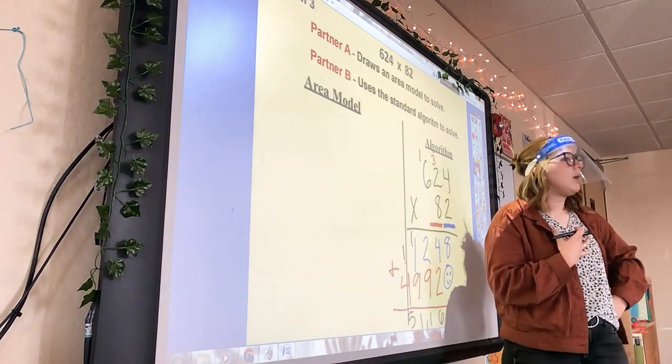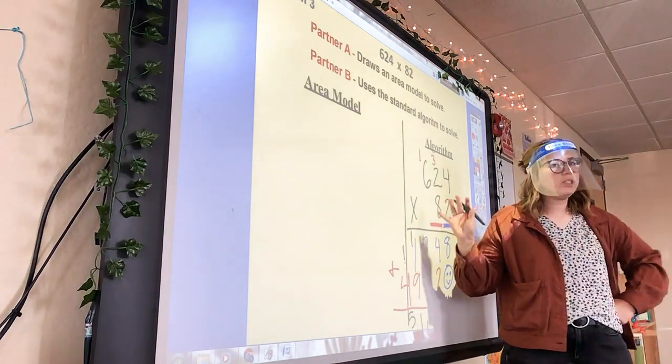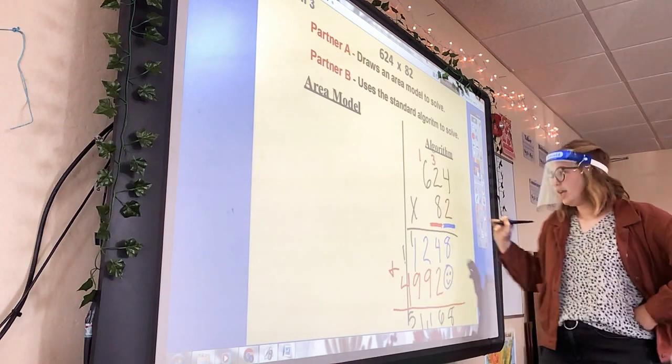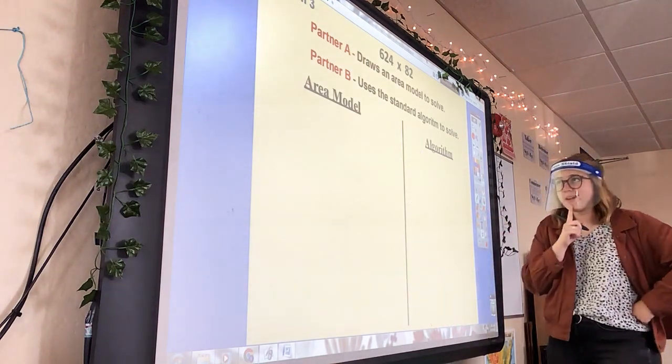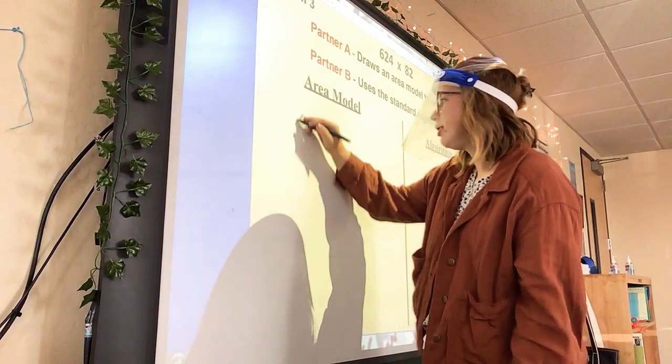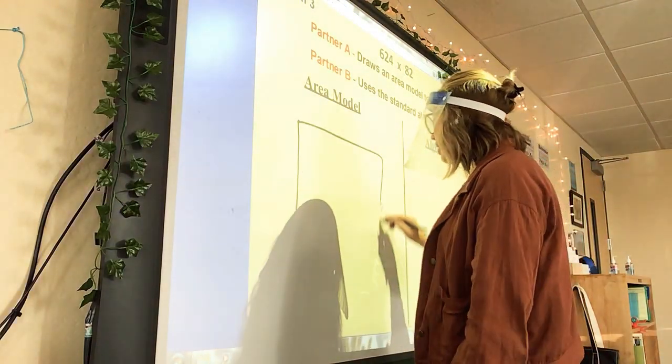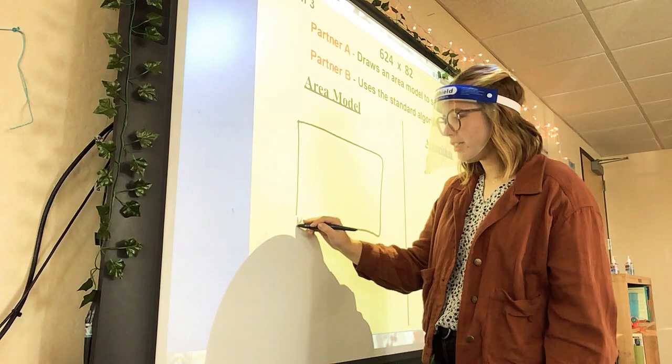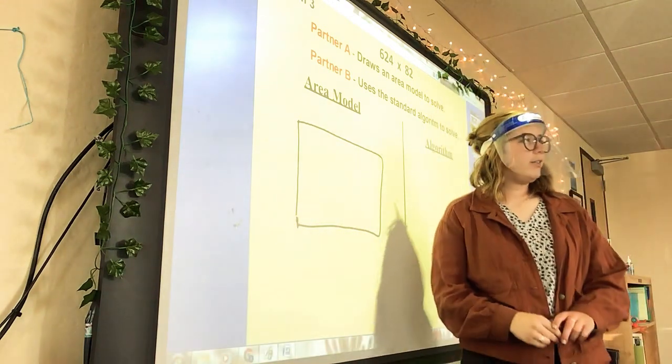Okay. Everybody good on standard algorithm? Okay. We are going to do the area model together as well. So if you in your pencil, if you could draw a rectangle. If you need to go onto the next page, that's fine. So draw a rectangle for me.